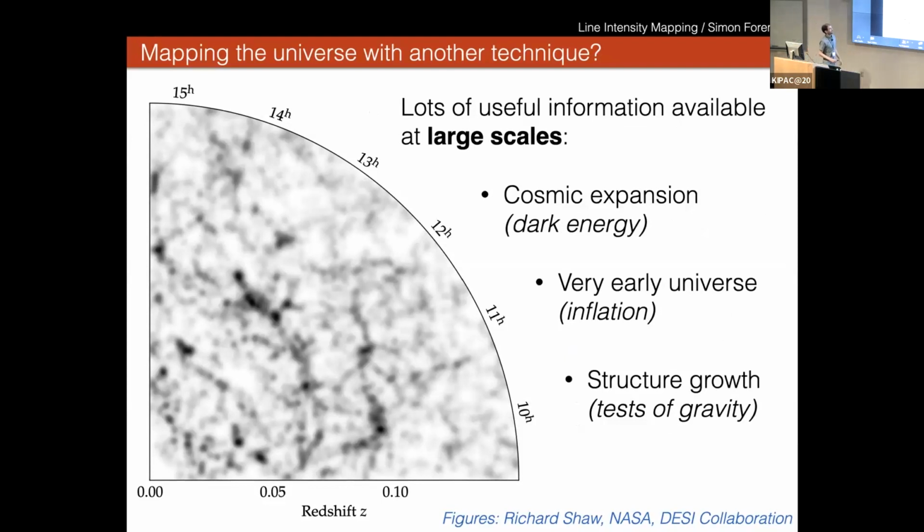Some examples are things like cosmic expansion. We know the BAO standard ruler lives on these very large scales, and we could use this to learn about dark energy. There are also statistical signatures of certain models for the very early universe in theories of inflation that are imprinted in the statistics which are living on large scales. And finally, we can measure the average growth of structures to figure out whether general relativity is truly the correct theory or whether there might be some interesting deviations there.